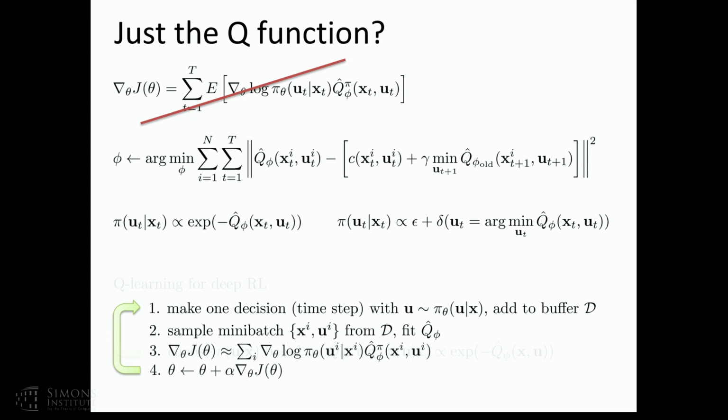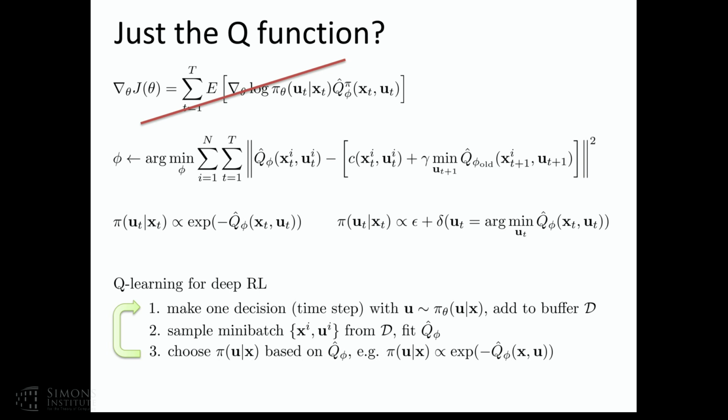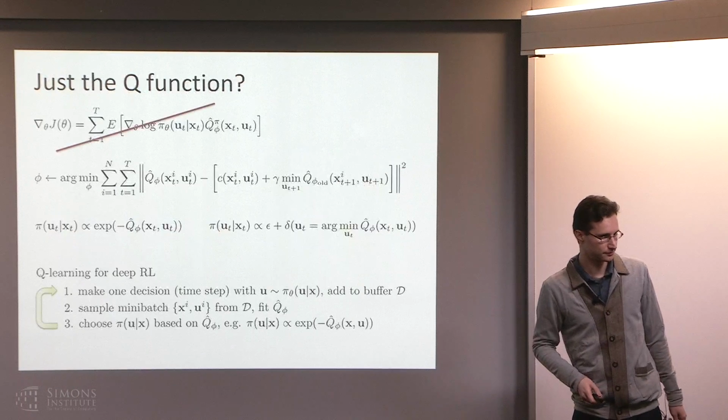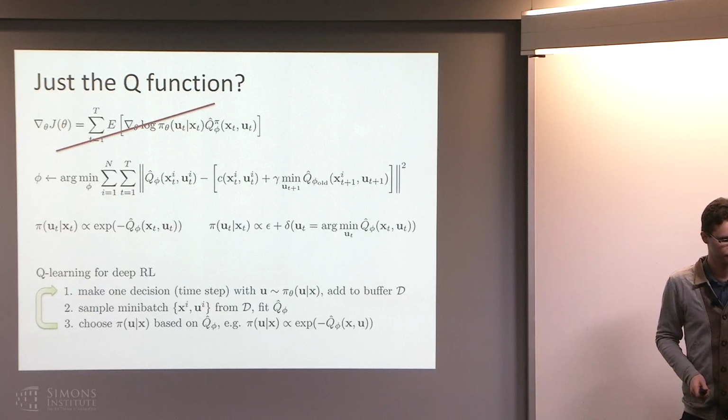And that's Q learning. So in Q learning, you make a decision, add that observation to your buffer, sample a mini batch, update your Q function using this objective, and then you act according to your Q function. So that's Q learning. So why is this proportional to e to the minus Q?